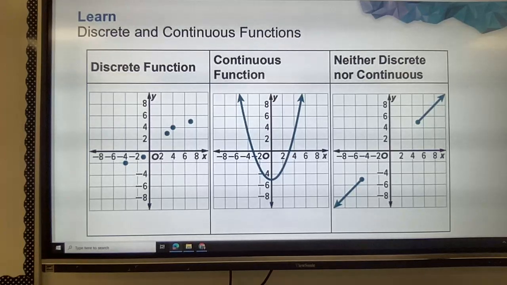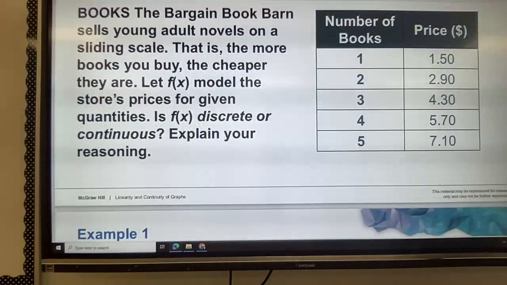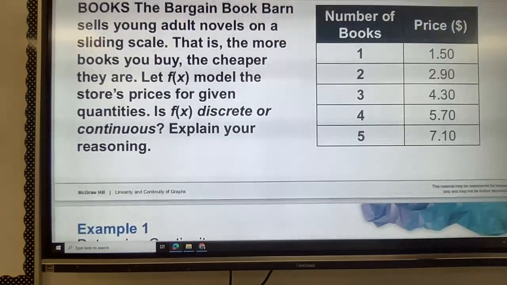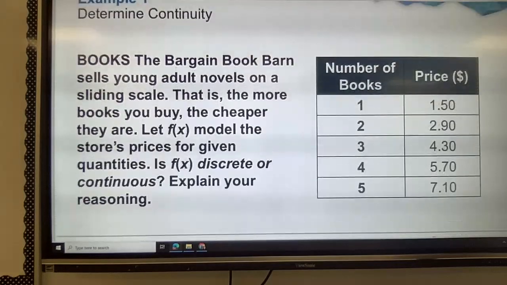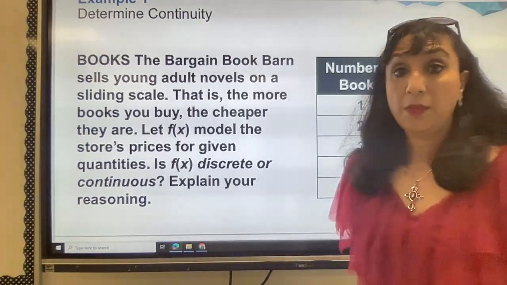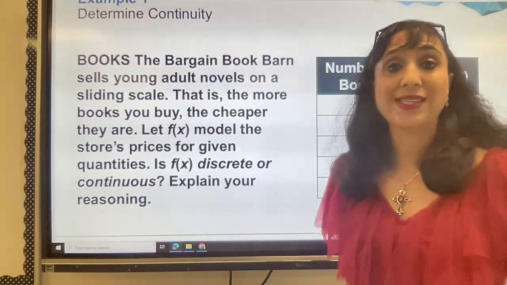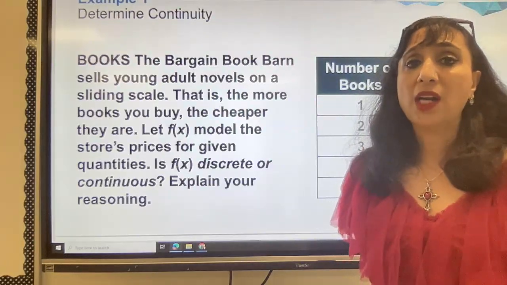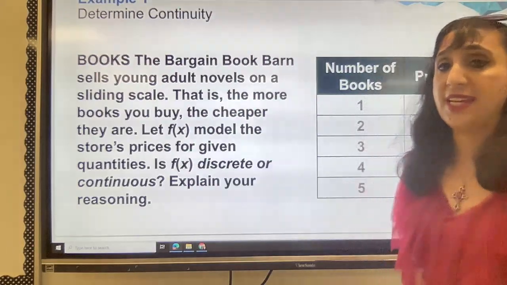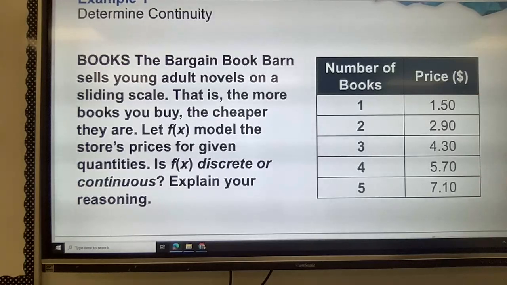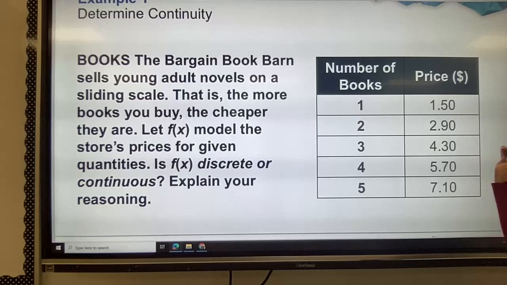Okay, so now let's look at this problem. We are determining the continuity over here. The Bargain Book Barn sells young adult novels on a sliding scale. That is, the more books you buy, the cheaper they are. Let f of x model the store's prices for given quantities. Is f of x discrete or continuous? And we're going to explain our reasoning.